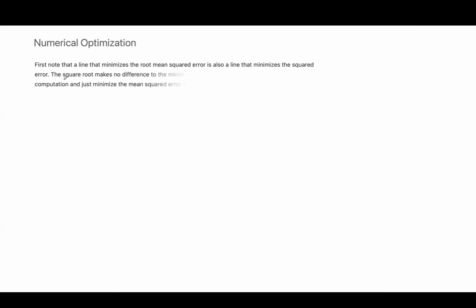Numerical optimization. First of all, note that a line that minimizes the root mean squared error is also a line that minimizes the squared error. The square root makes no difference to the minimization. So we still save ourselves a step of computation and just minimize the mean squared error.